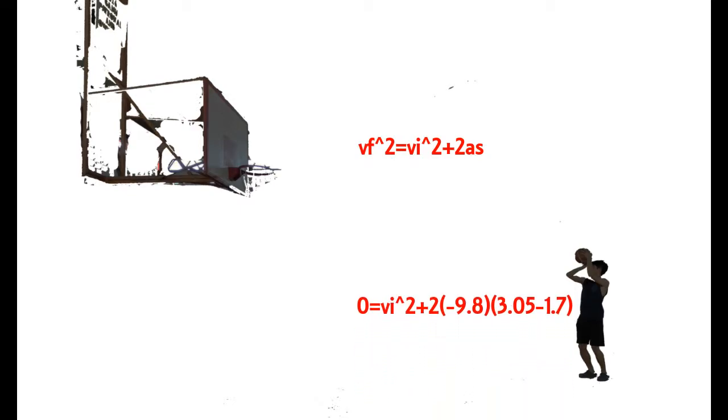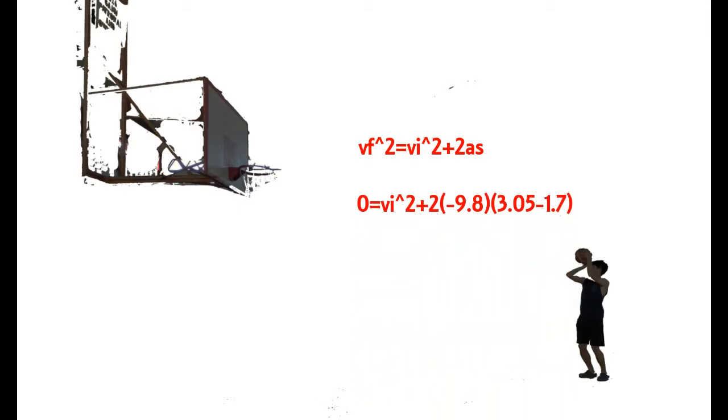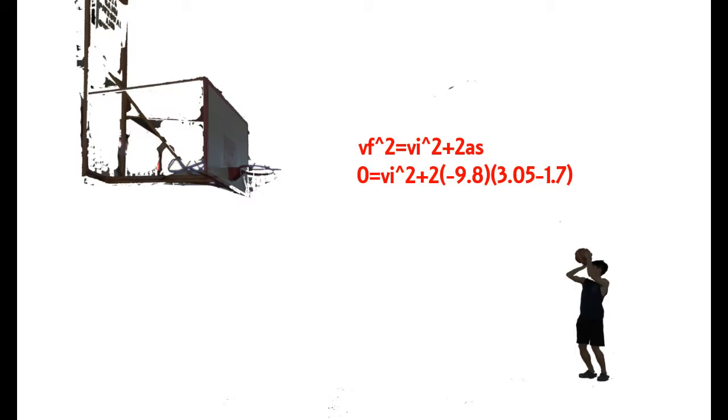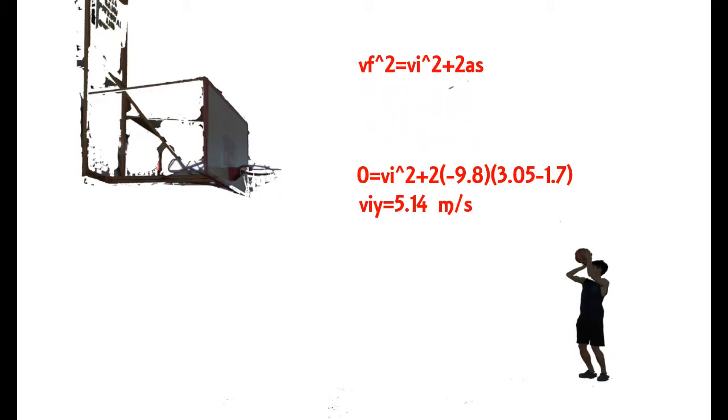Using equation number 3, we can determine the initial velocity in the y direction. Plugging in all the data we know to the equation, 0 is equal to initial velocity squared plus 2 times negative 9.8 meters per second squared times 3.05 meters minus 1.7 meters. The initial velocity in the y direction is equal to 5.14 meters per second.